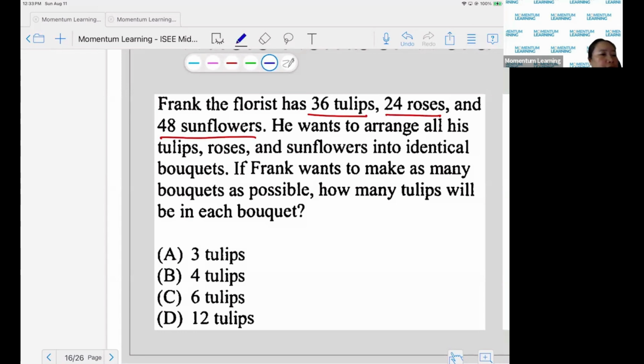Frank wants to arrange all this into identical bouquets, which means each bouquet is the same. So the number of tulips and the number of roses should be the same. Now he wants to make as many bouquets as possible, so he can send them to many friends. Now, how many tulips will be in each bouquet?